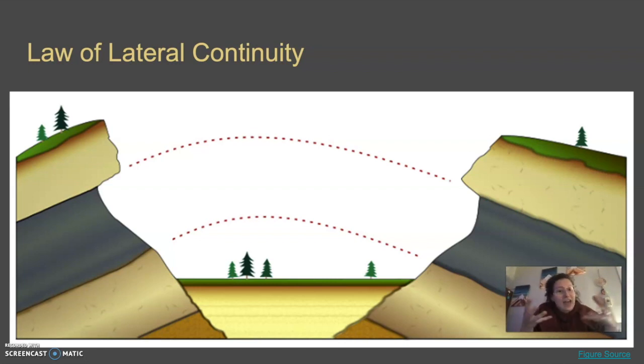However it happened, however the mechanism was separated, we don't know. Maybe there will be research to figure that out, right? It could be whoever, wherever on the planet, but the law states that if the strata is the same, even if there is space between it, they were once connected. The law of lateral continuity. Doesn't matter how much space, but they were once connected.